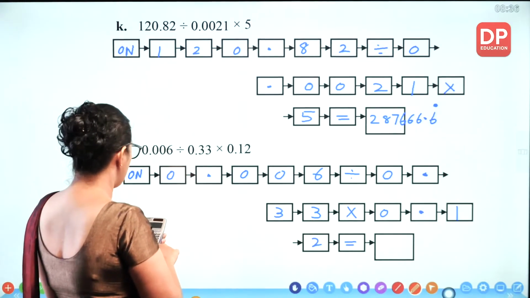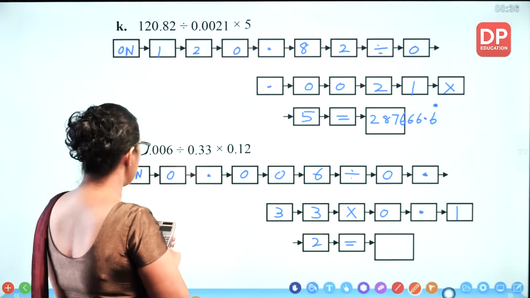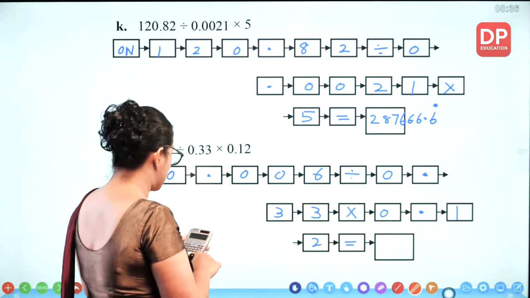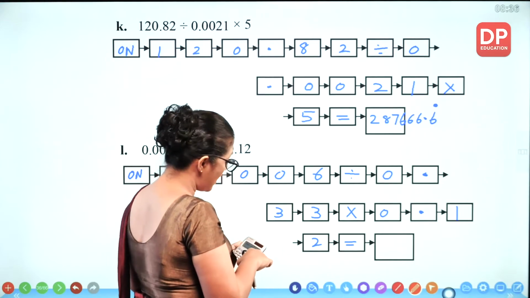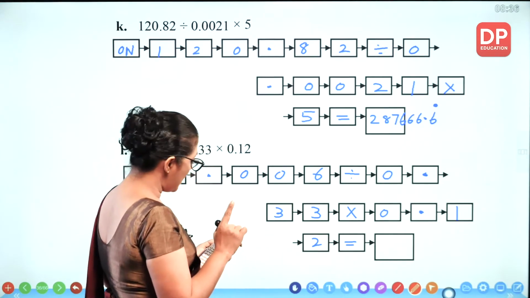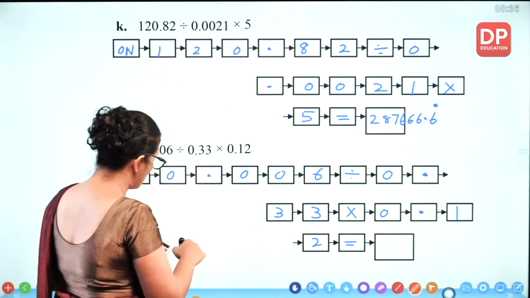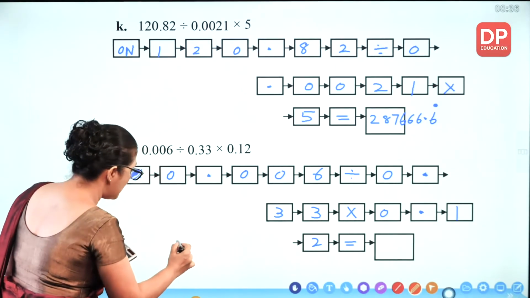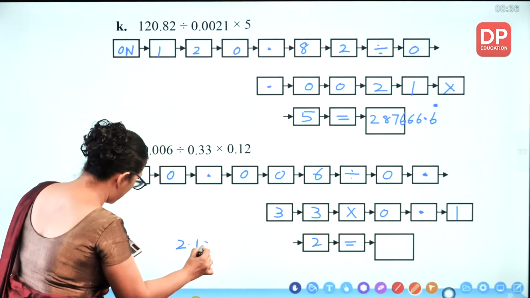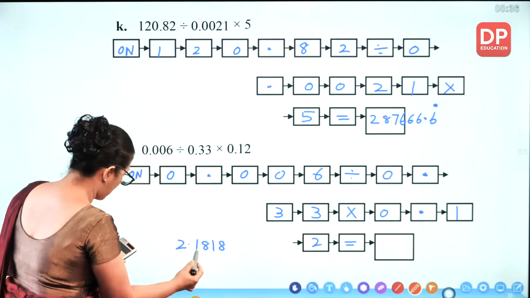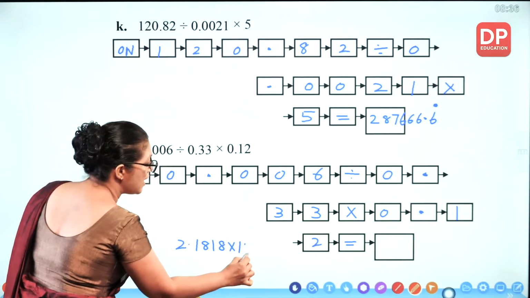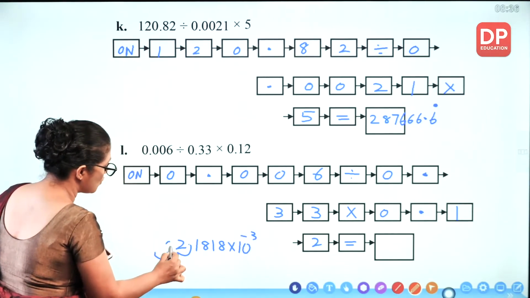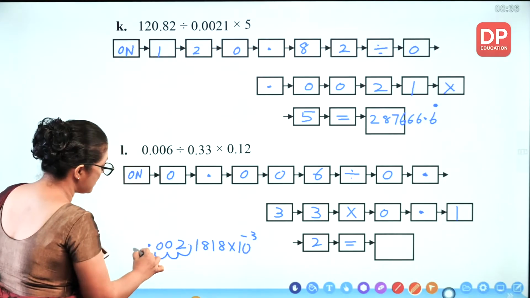This one, 0.006 divide by 0.33 multiplied by 0.12. So what's the answer? So you get 10 to the power minus 3 as well. So 10 to the power minus 3 means 3 decimal places to the left. So 2.1818 into 10 to the power minus 3. So 3 places to the left. So what's the final answer?